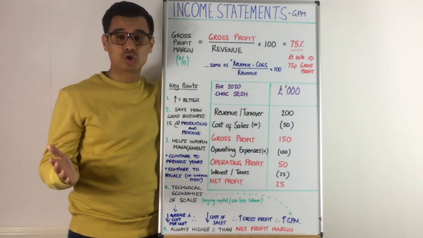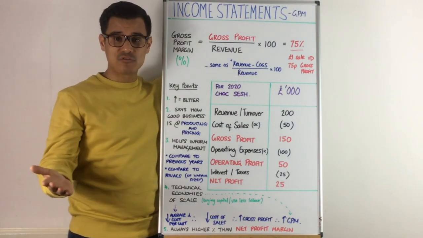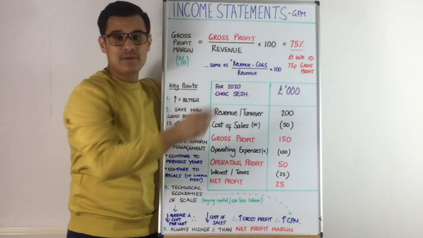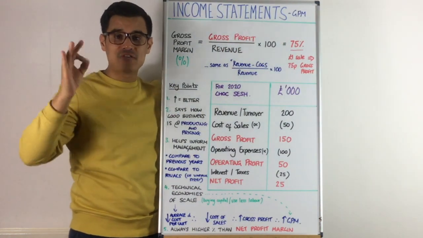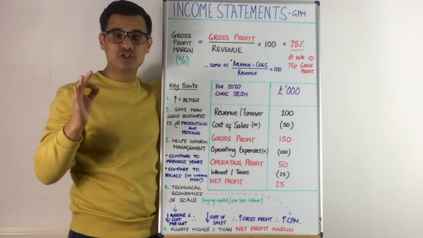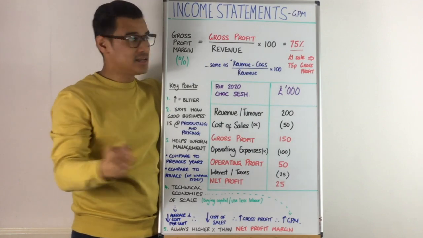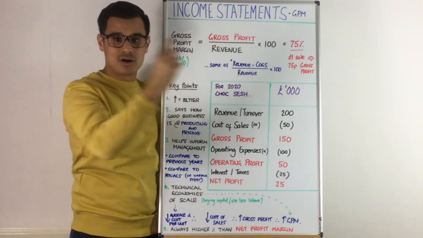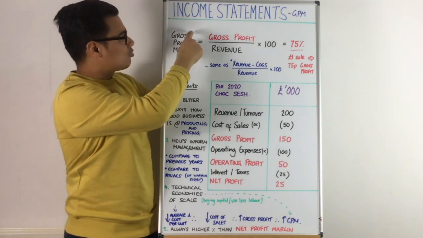So let's have a sesh on gross profit margin. Gross profit margin, sometimes referred to as GPM, and where you find the numbers that you need for the gross profit margin, is on the income statements. Remember that. So let's go through gross profit margin.